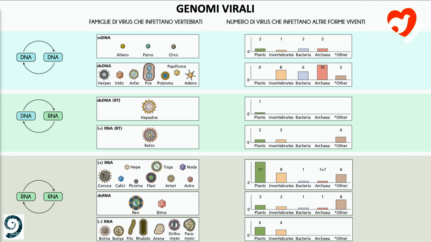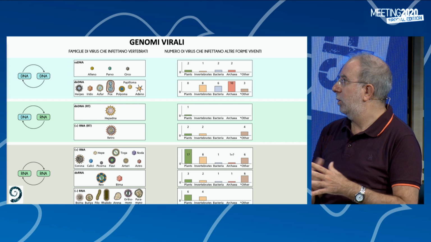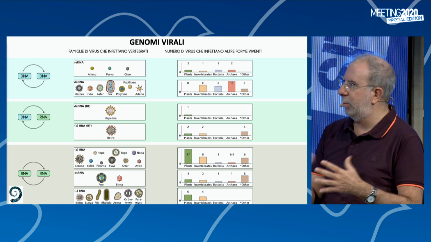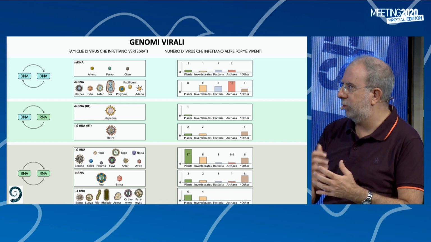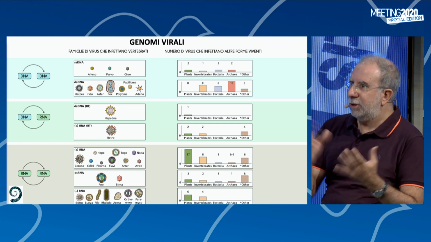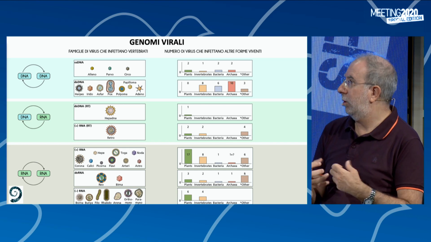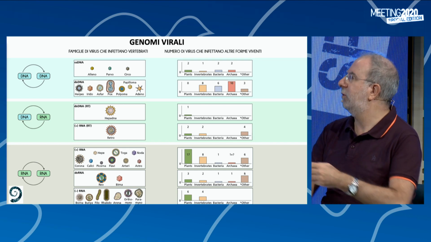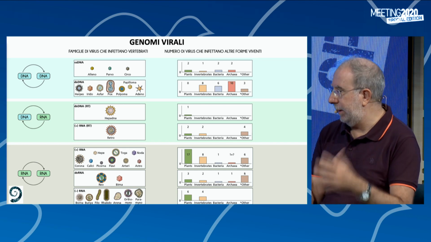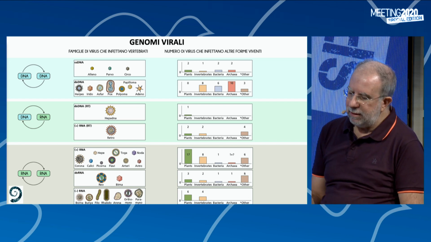We have viruses with double-strand DNA, with one-strand DNA, and also, what is unique in the planet, there can also be an RNA genome. So there's viruses with a double-strand RNA genome or a one-strand RNA with a positive or negative polarity. But this is unique in viruses.